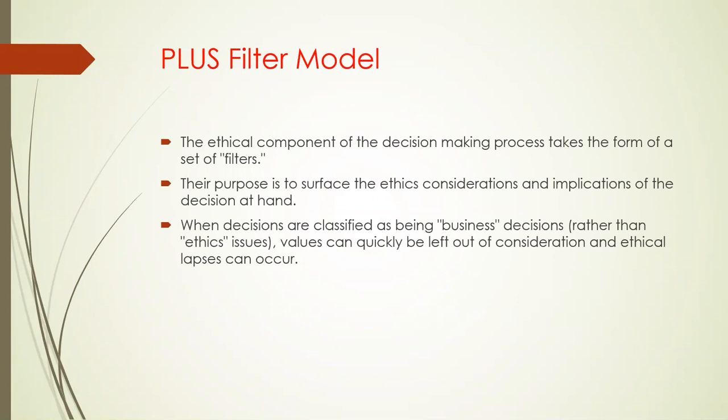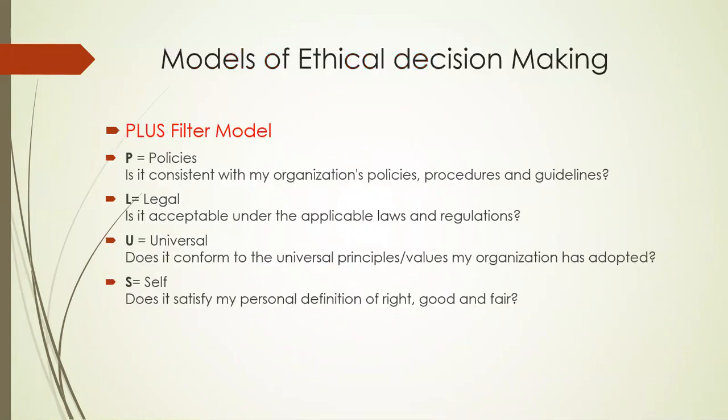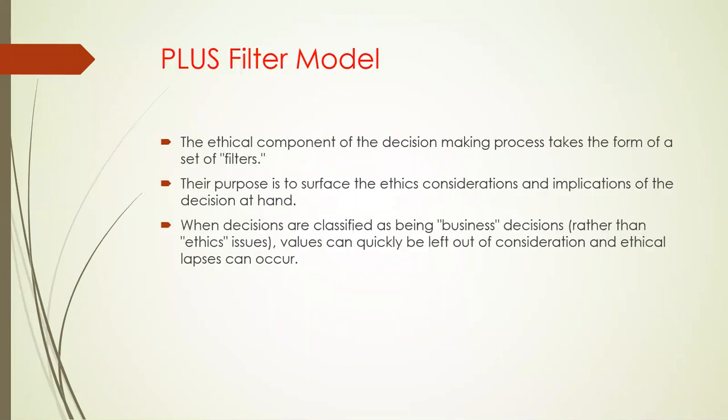Fine. So the ethical component of the decision making process takes the form of a set of filters. These are the set of filters we just discussed: policies, legal issues, universal applicability, and the sphere of self, your own thought process about it. The purpose is to surface the ethical considerations and implications of the decisions at hand. So you need to apply all these filters, and then you can make decisions. When decisions are classified as business decisions rather than ethical issues, values can quickly be left out of consideration, and ethical lapses can occur.